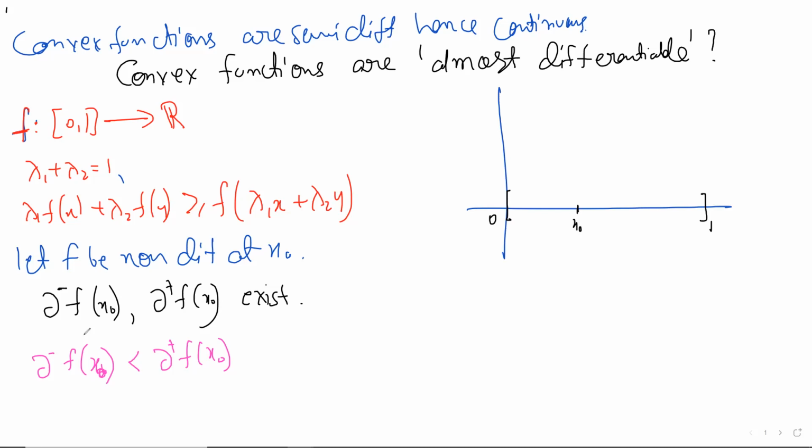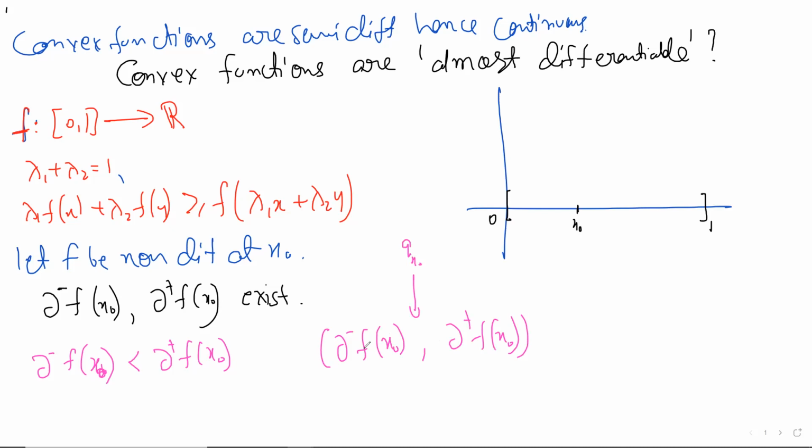So you see, given a point where it is not differentiable, the left derivative and right derivative have a gap. Yes, that is right. So between this and this, you can fix a rational. You can call it q of x naught. Then what?